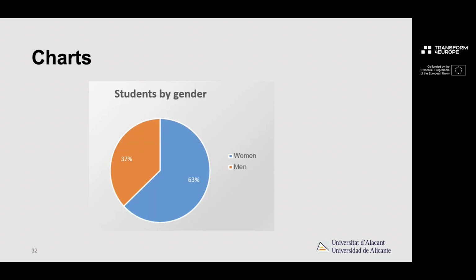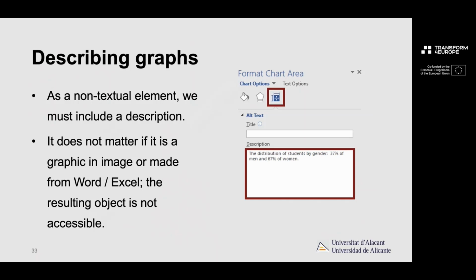The second reason is there is not enough contrast between the color of the number and the color of the graph. So the people with vision problems cannot read the numbers 37% and 63%. So it is advisable to describe the chart, including an alternative text, because the chart is a non-textual element. And when we convert a Word document to PDF document, it is the same as an image. So it is necessary to have a description.